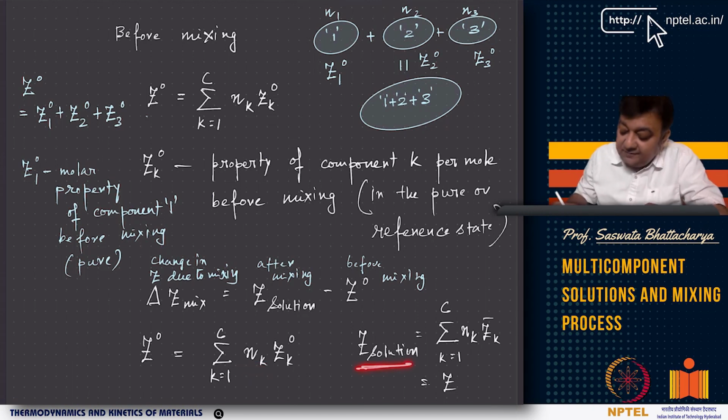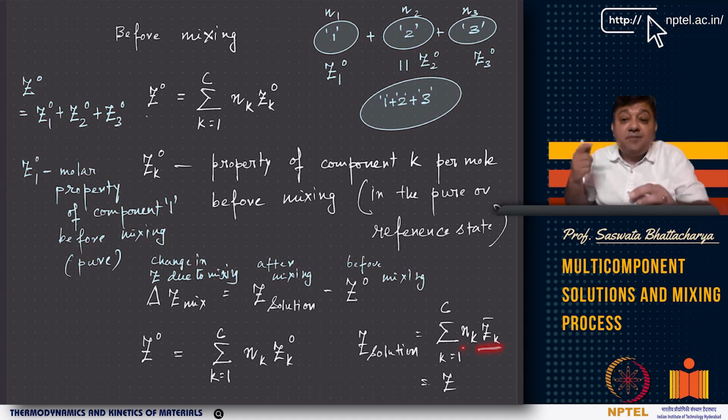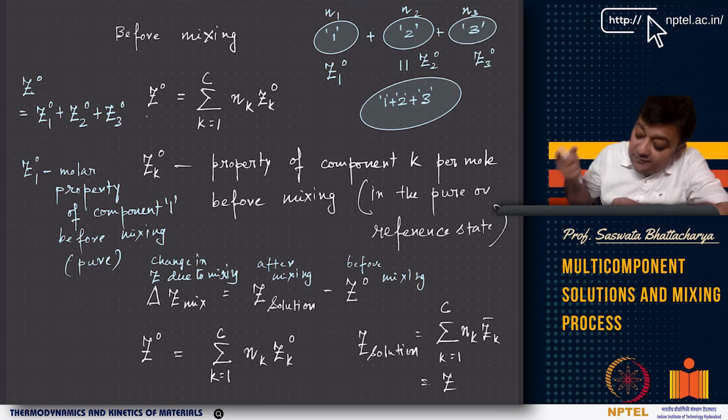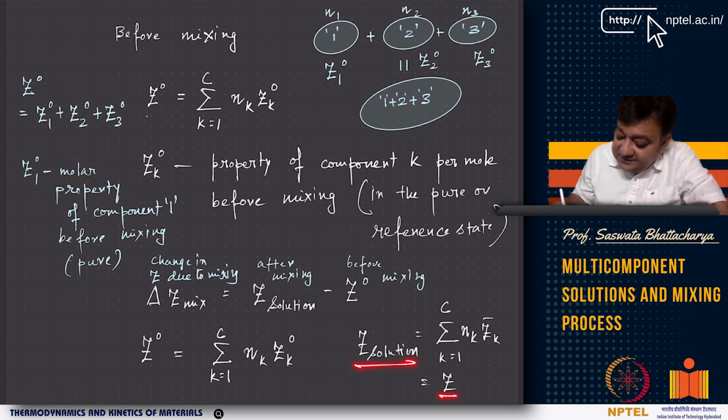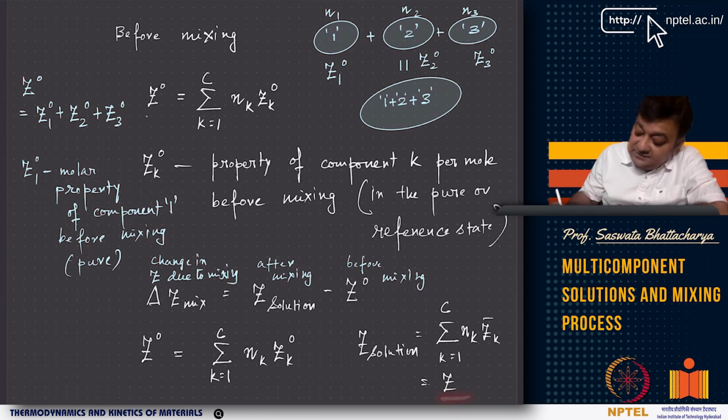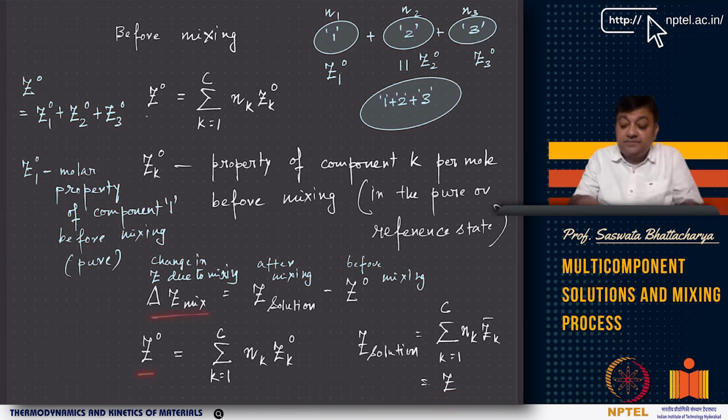And Z solution, when I am writing, can also be expressed as a summation over nk times zk bar. Zk bar is the partial molar contribution of component k to the overall property of the solution. Partial molar property of component k, or contribution of component k to the overall molar property of the solution, is weighted by again the mole number of that component, and summed over all components. So that Z solution is nothing but Z for us, the Z that you measure for a solution.